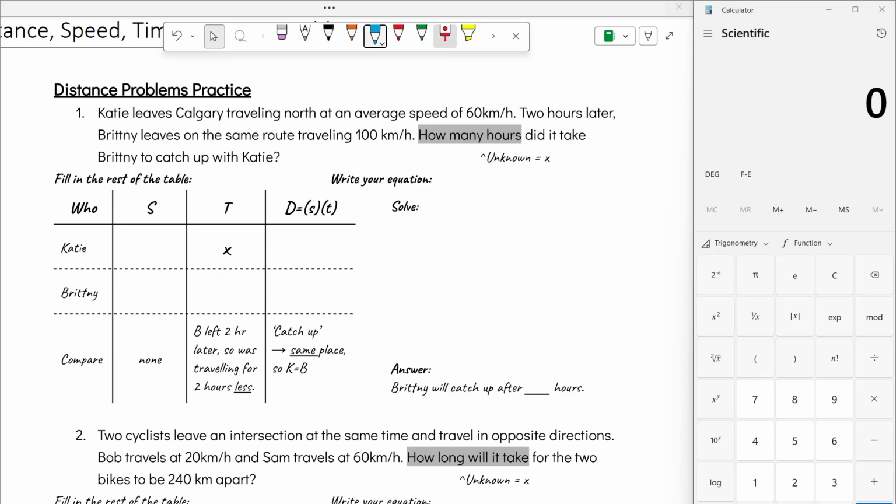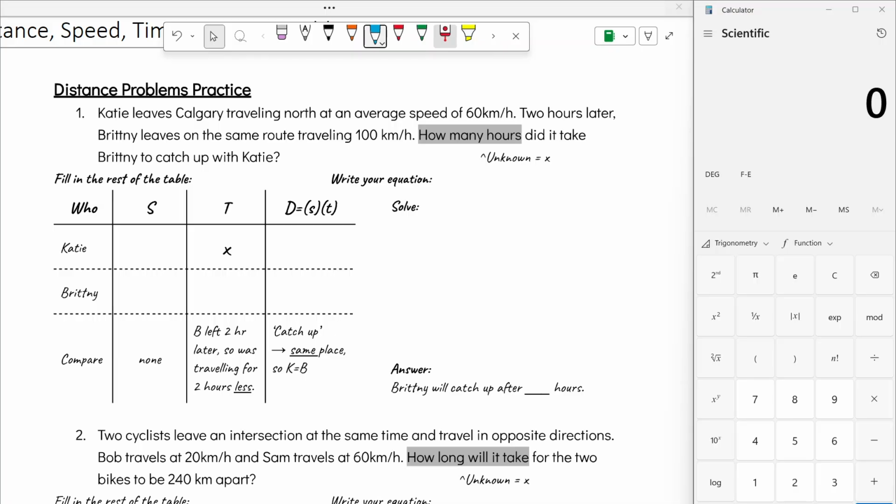Hello class, today we are taking a look at some distance, speed, and time problems. In these problems, it's very useful to use a table to organize the information and to think about the relationships between the different pieces of information. And so for the first two problems on this handout, I've given you a little bit of a start on the table and filled in some of the information for you.